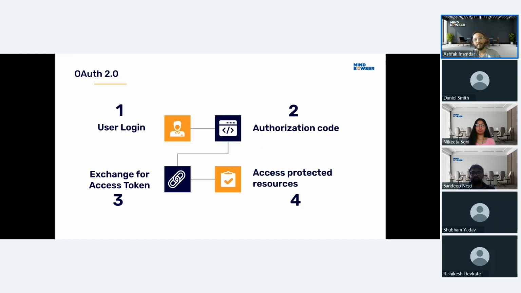So by implementing OAuth 2, Epic helps organizations comply with regulatory requirements like HIPAA, which enables better integration with external applications. Can I have the next slide, Nikita?